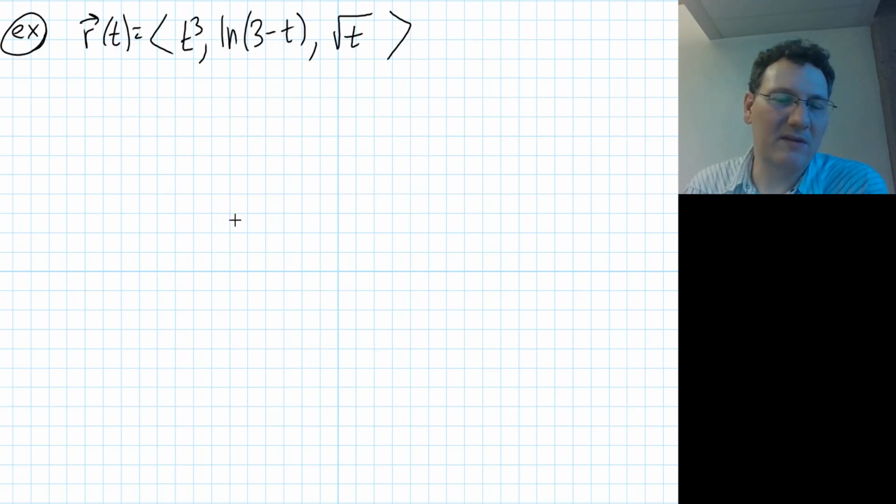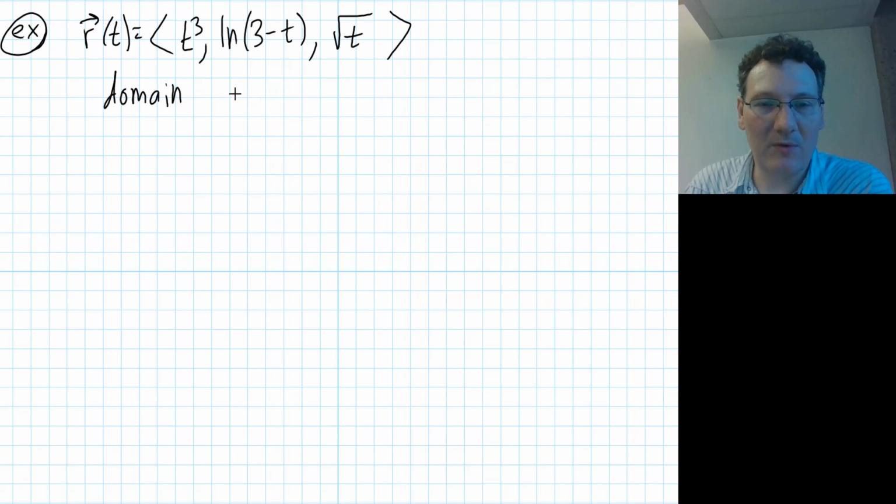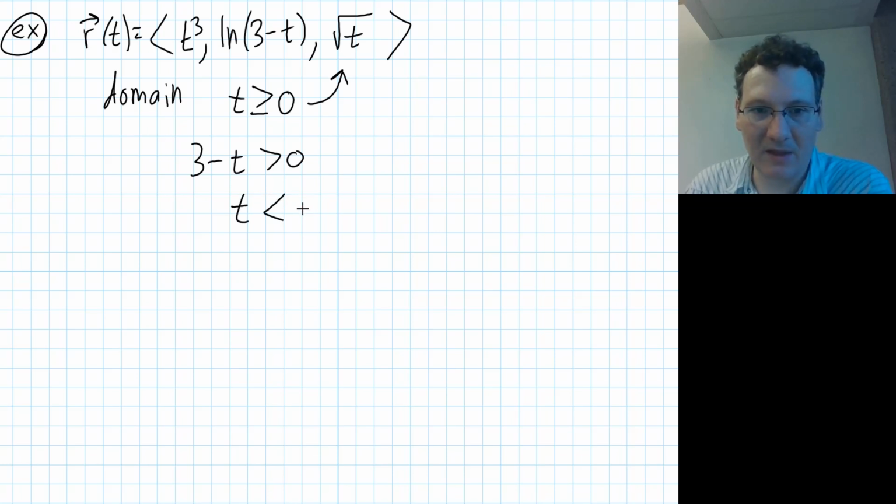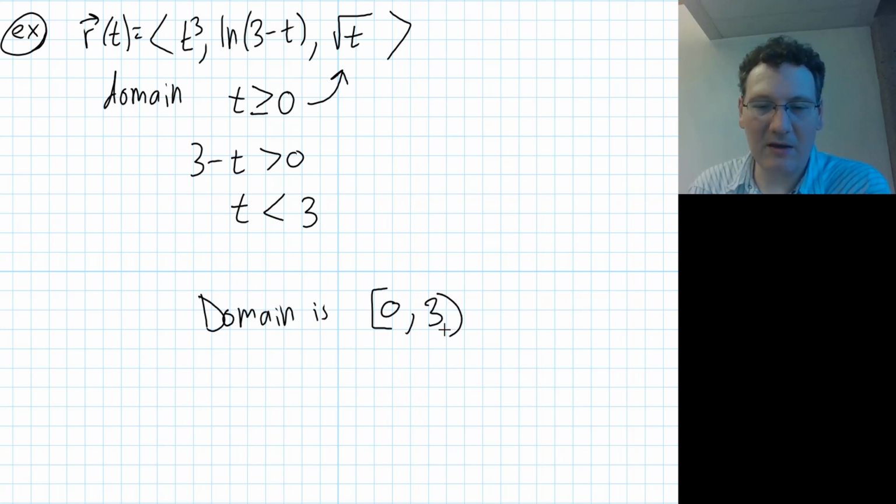Here's an example. We have this vector function r of t is t cubed for the x component, natural log of 3 minus t for the y component, and square root of t for the z component. And so the domain here is going to be, let's see, we need a couple of things. We need t to be greater than or equal to 0 because of the square root, but we also need 3 minus t to be strictly greater than 0, which means t has to be less than 3. And so the domain is going to be from 0 up to 3, non-inclusive of the 3.